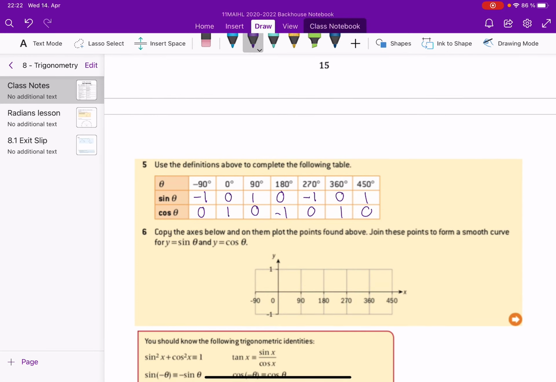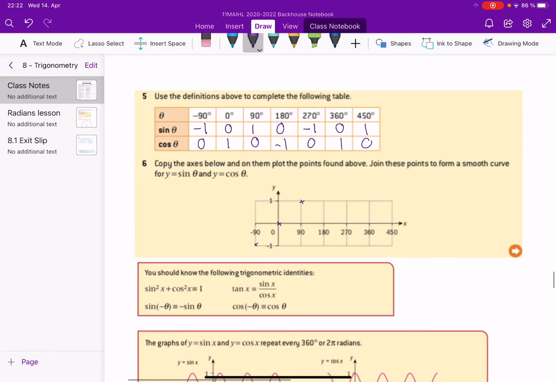What we're going to do then is plot these. I should probably have put all of those in sine and cos in different colours, but I'm going to plot these and try and draw them smoothly. And what we actually find, if we find some of the in-between values, is that it has this kind of shape, which is called a sinusoidal shape, which is a fun word to say. So this was y equals sine x.